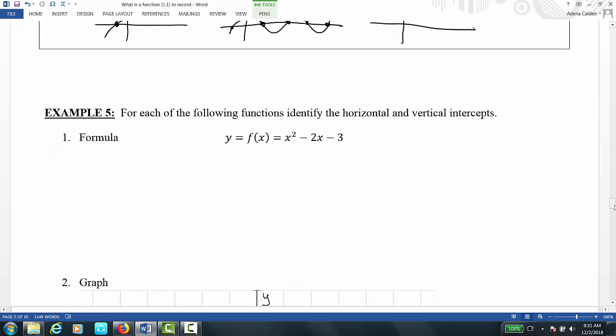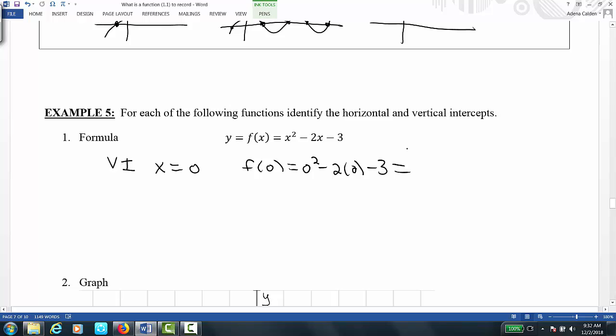So let's start with the function x squared minus 2x minus 3. When we have a formula, we can use the algebraic rules to help us find these intercepts. So remember, if we're looking for the vertical intercept, which I'm going to write down as VI, that happens when x equals 0. So if we take x equals 0 and we plug it into our function, let's see what we get. We have 0 squared minus 2 times 0 minus 3.